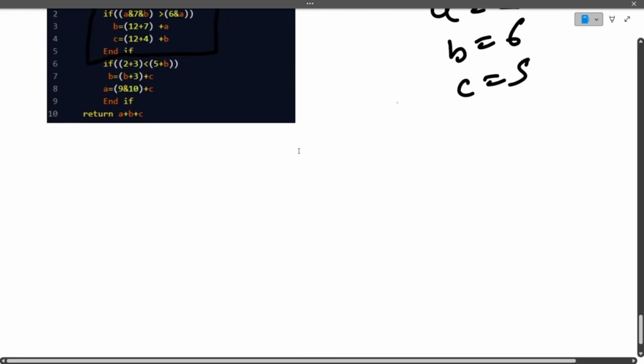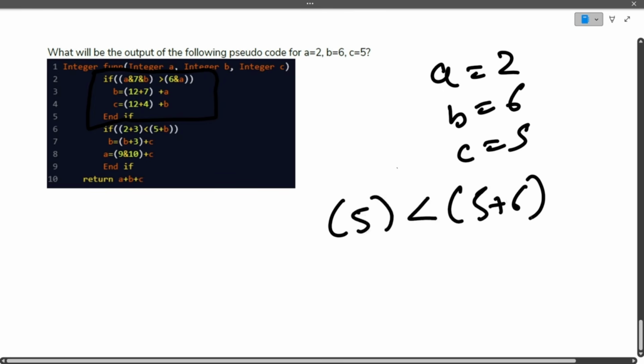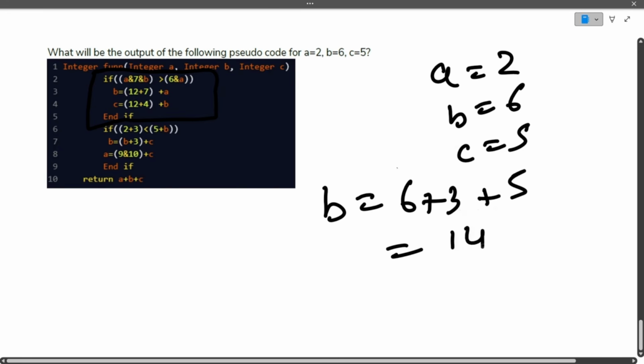Next, moving towards the next if condition, which is 2 and 3. So 2 and 3 is 5. So is 5 less than 5 plus b? So 5 plus b is 11. So 5 is less than 11, so that is true. It means the second if condition will run. So first of all we are updating the value of b. So b now becomes b plus 3 plus c. 6 plus 3 is 9, plus 5 is 14.